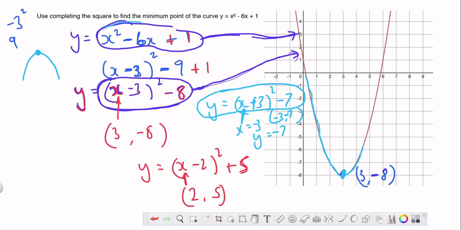Just by looking at the quadratic equation, you cannot determine the minimum point, maximum point, the turning point. You can't determine that. But by doing the completed square version of that quadratic equation, you can find the minimum and maximum just by inspecting.